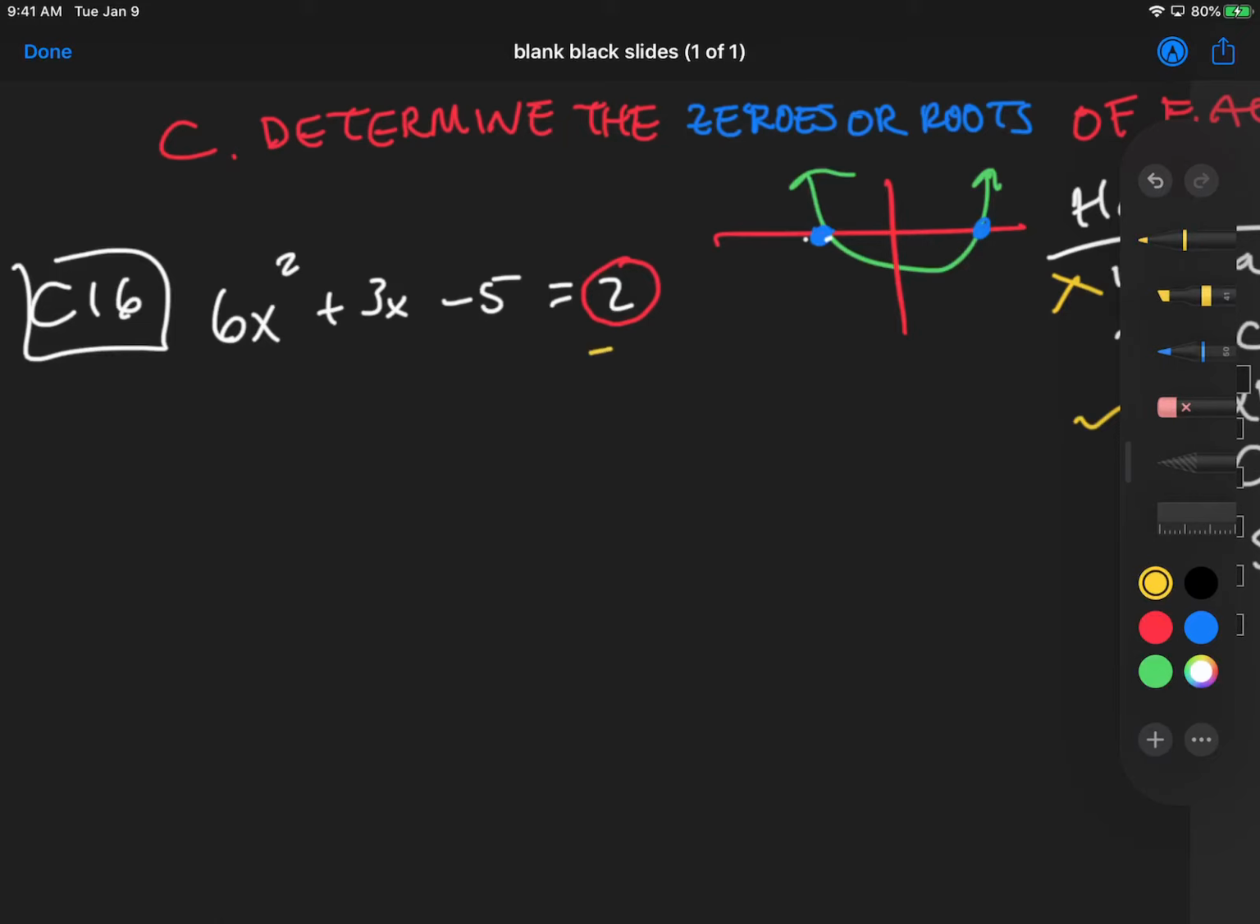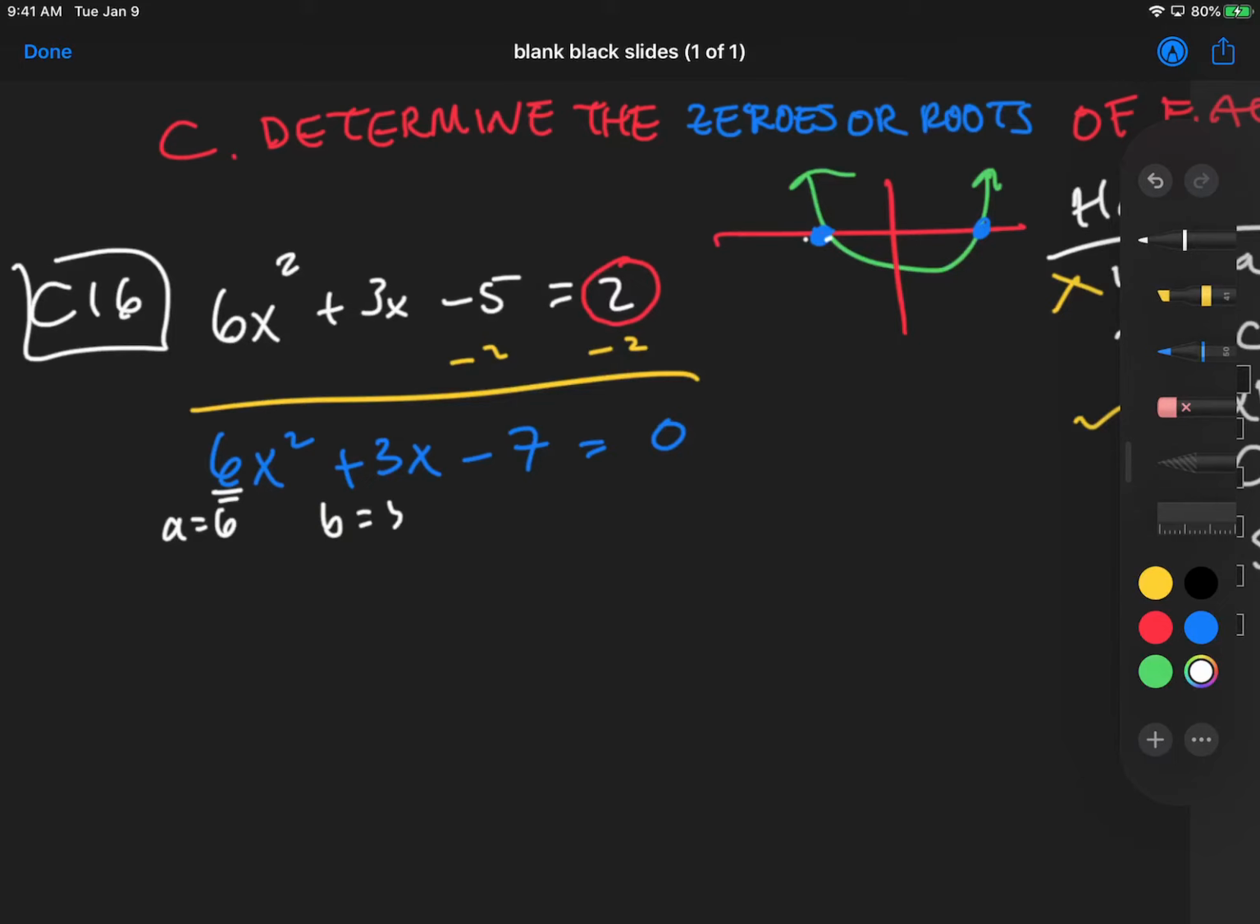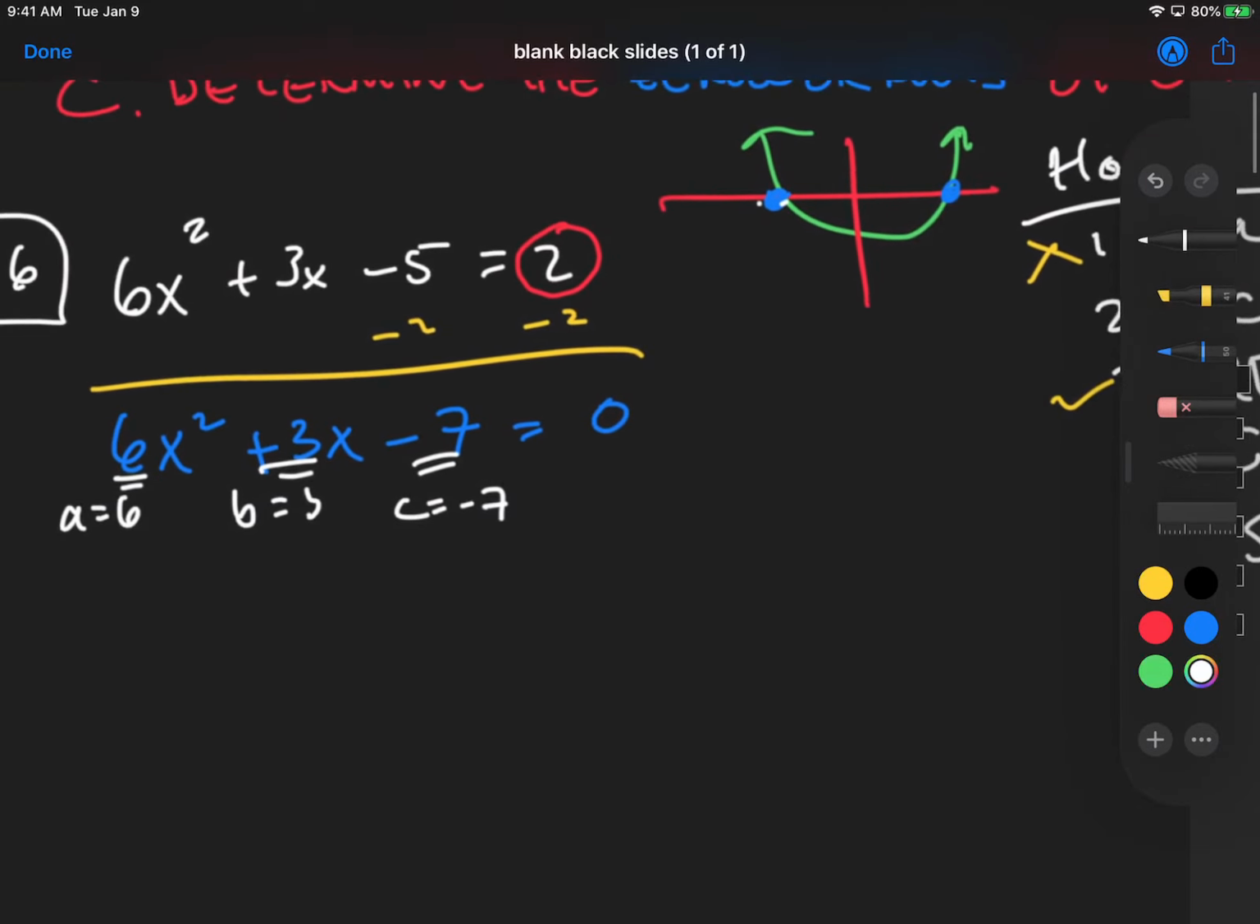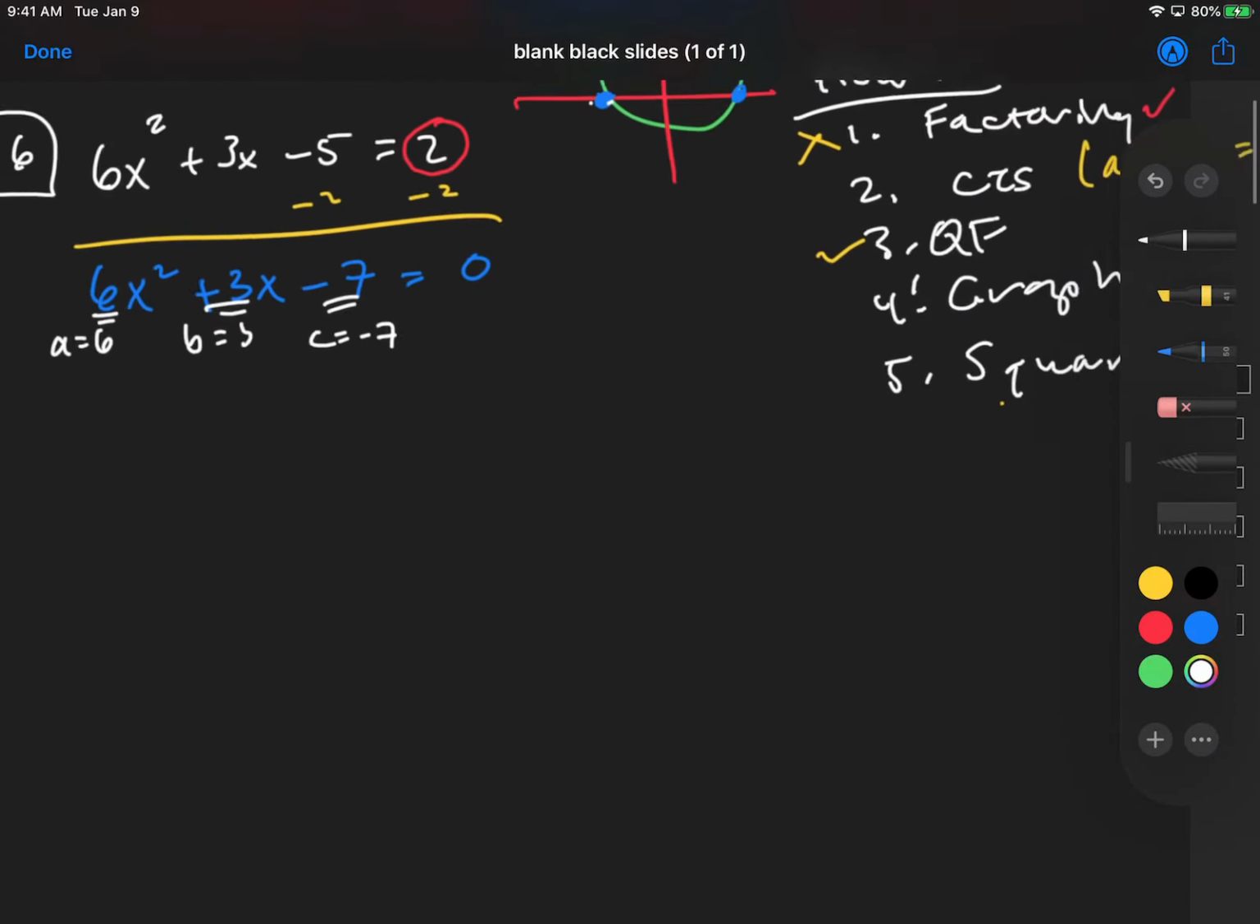So you do the opposites. We're going to subtract 2, and those are like terms there, and I get 6x squared plus 3x minus 7 equals 0. This is now in standard form. This is now where I can identify that the A is 6, that's the number in front, B is 3, right here, and C is -7. Okay, so we said that factoring would be the best one, so let's go ahead and try factoring.